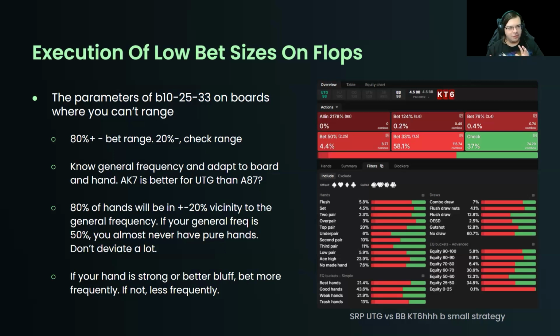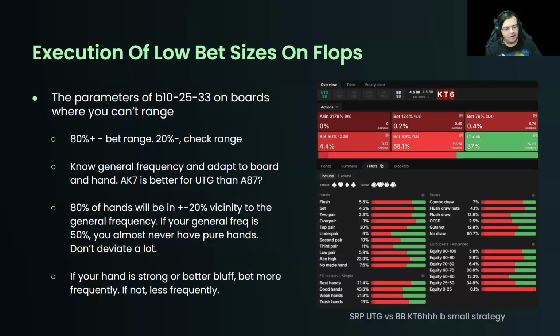If you have averages for frequencies, then that's going to be really, really good because you'll know kind of where you're at, right? If the frequency is over 80% and the size is small, you can kind of bet range without too much EV loss. If the frequency is under 20%, you can kind of check range, okay? Or bet only the most important hands, and that's also really, really good. By knowing the general frequency, like the super median average frequency that you've gotten from the previous step, okay? And you adapt it to the board and also to your hand.